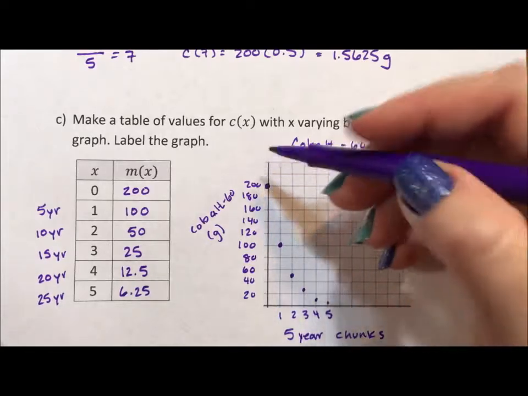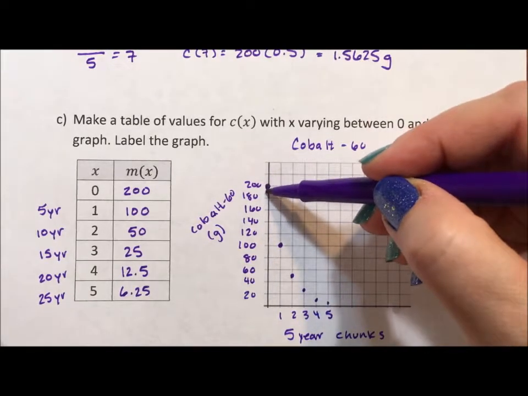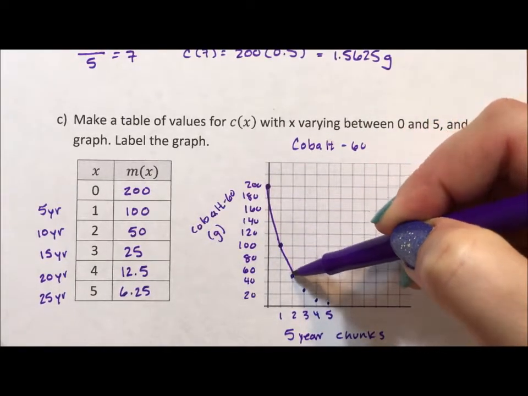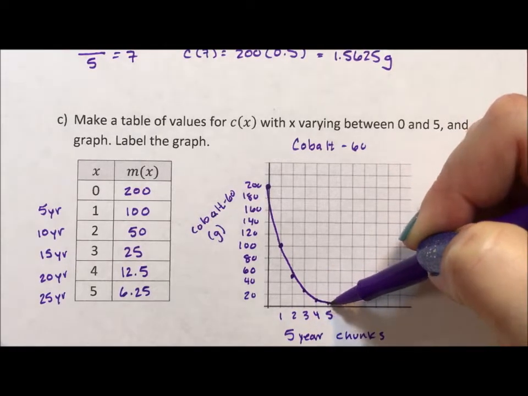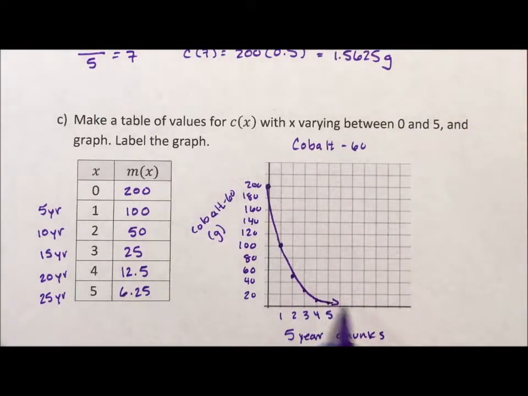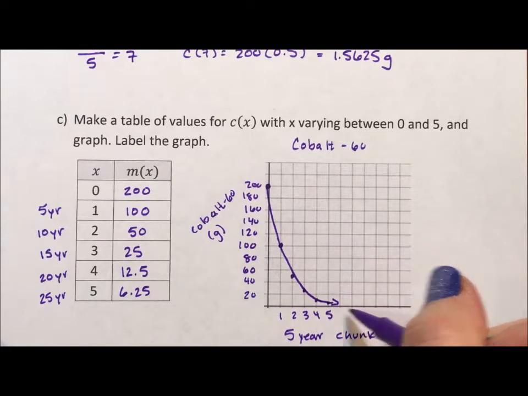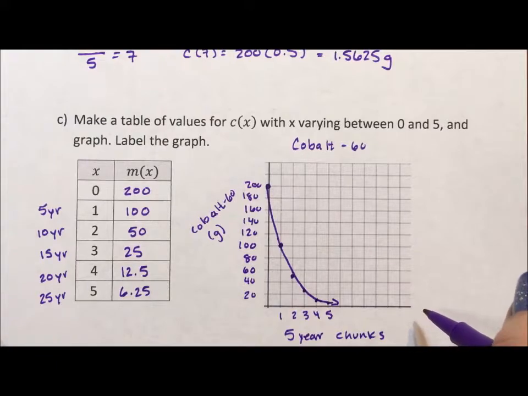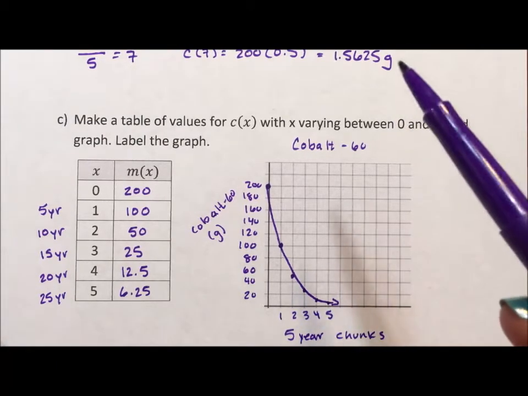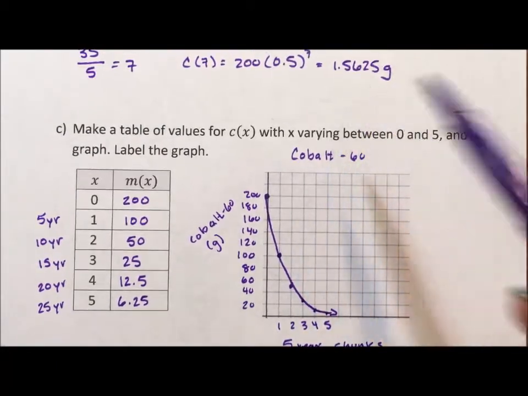And this is a very, very traditional look for an exponential graph. Make sure you put your arrow. We don't need an arrow on the side because we started with 200 grams. The thing about exponentials is we'll get closer and closer to this axis, but we'll never touch it. We cannot use this equation to get to 0.